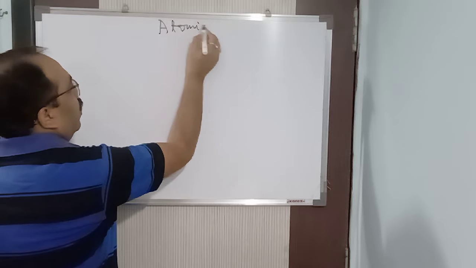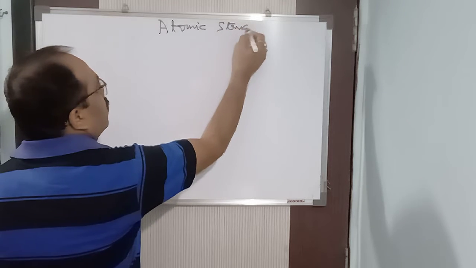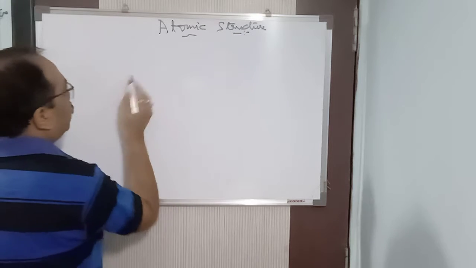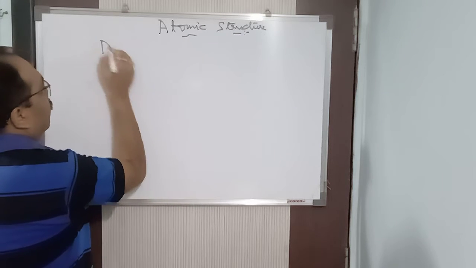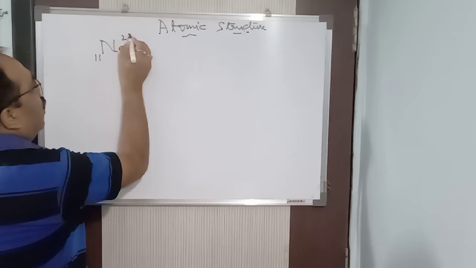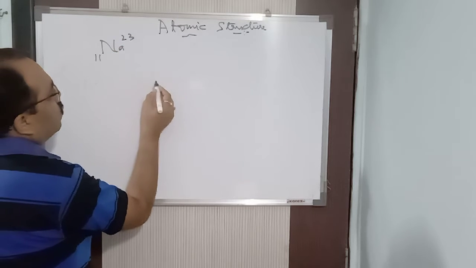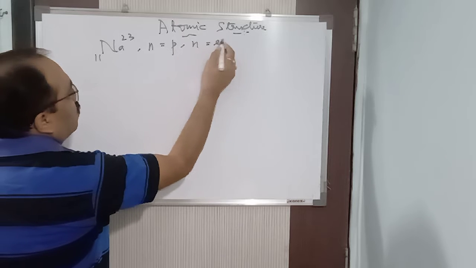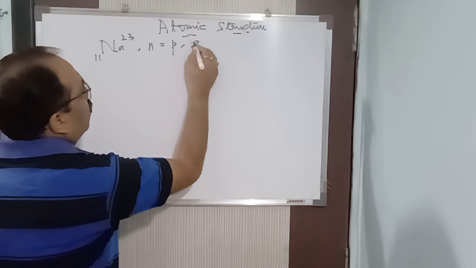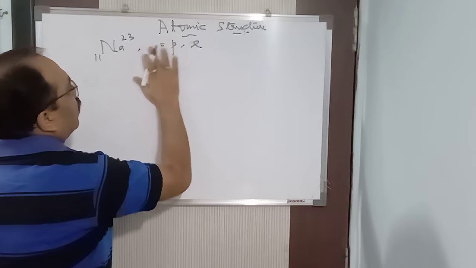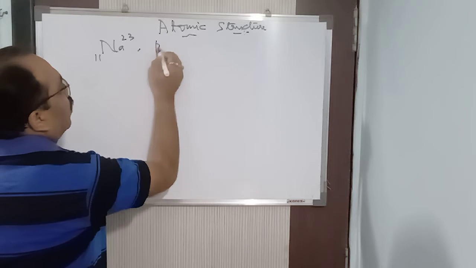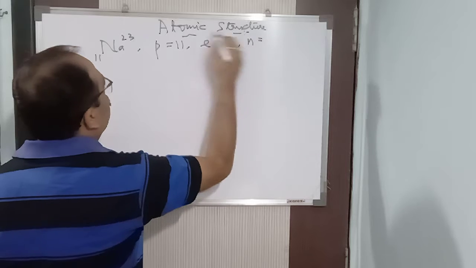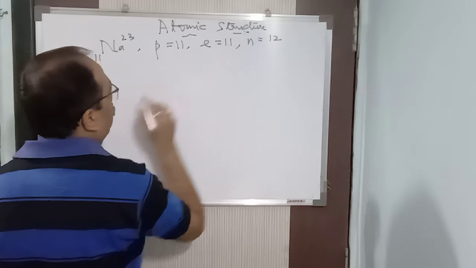You see it very clearly. That is the electronic configuration of some of the elements. I am going to draw it. For example, let us take sodium. Atomic number 11, mass number 23. So the number of protons is 11, the number of electrons is also 11. Let me write clearly here. Protons 11, electrons 11, and neutrons is 23 minus 11, which is 12.